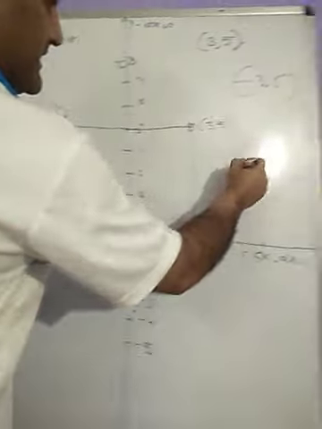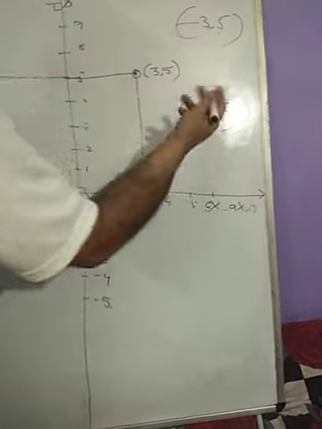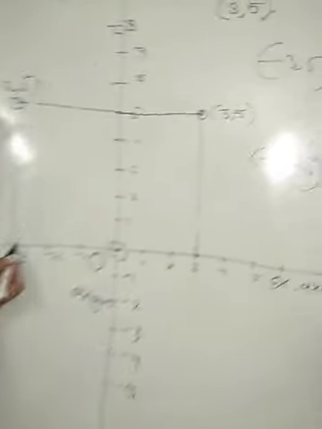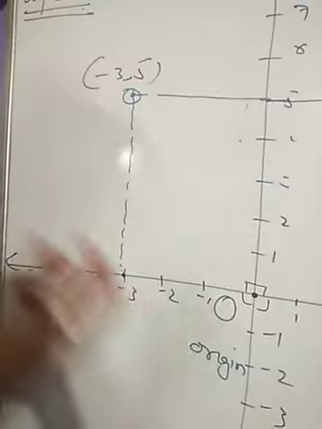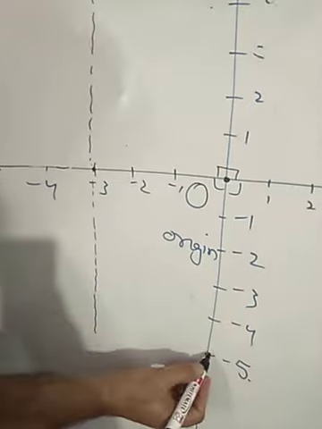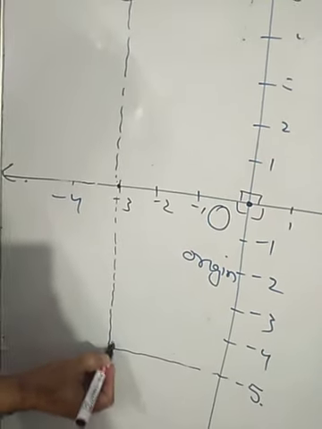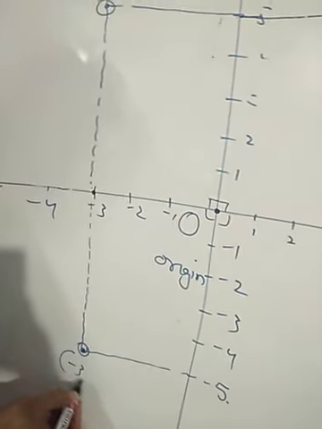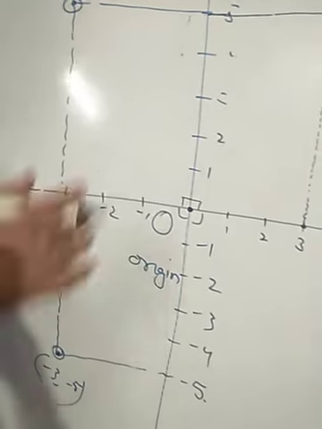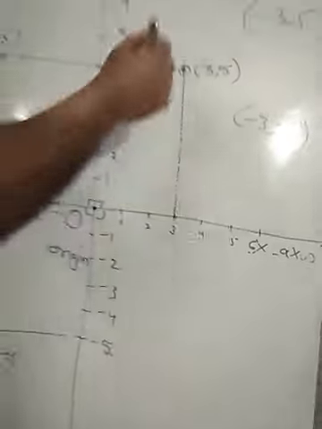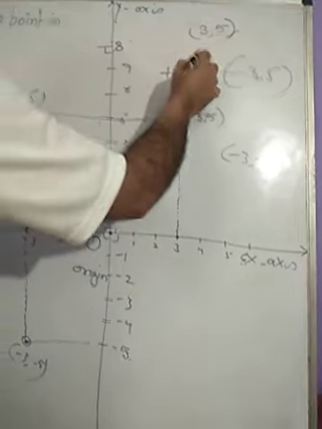If it is minus 3 comma minus 5, you know, minus 3 here, minus 5 means downwards. So from here, go 5 units downwards. From here, these lines intersect. This is the required point, minus 3 comma minus 5. In a similar way, you can plot a point in the fourth quadrant.